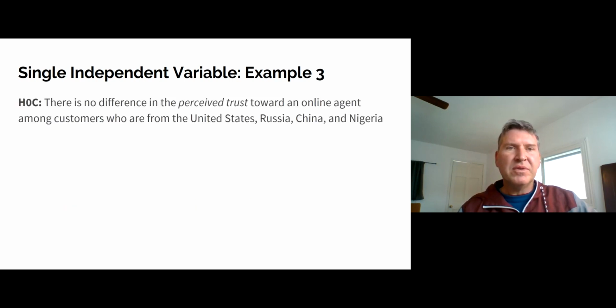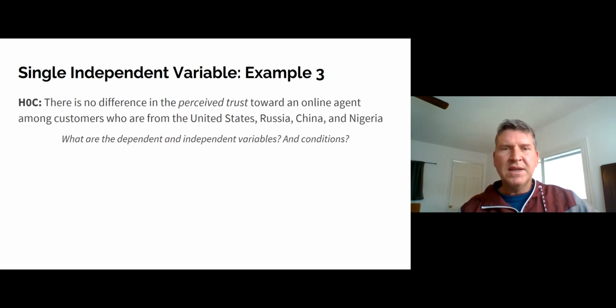Here's a third example, null hypothesis C. There's no difference in the perceived trust towards an online agent among customers who are from the US, Russia, China, and Nigeria. So there's an online agent that they're working with, say, to book tickets, and these are customers located in one of 4 countries. What are the dependent and independent variables and the conditions? I'll pause it here and let you tease these out.